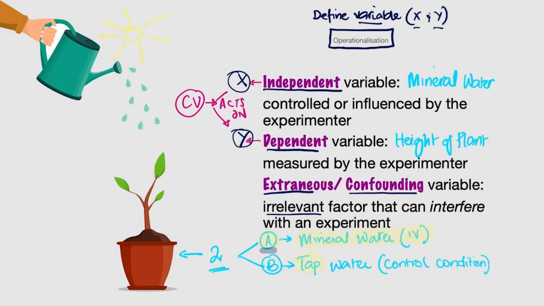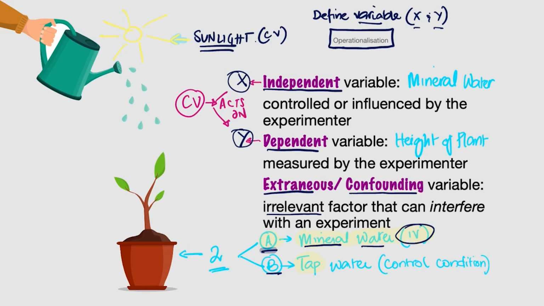So in this case, your confounding variable right here, this pesky confounding variable, is sunlight. So the sunlight here could be the cause of faster plant growth. When you compare the heights between plant A and plant B, you cannot be certain that it was the mineral water or your independent variable that actually caused the change, because it may well have been the amount of sunlight, and that is your confounding variable.